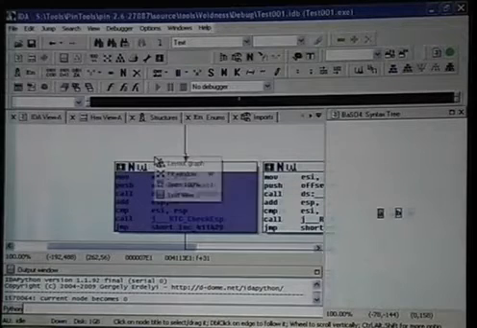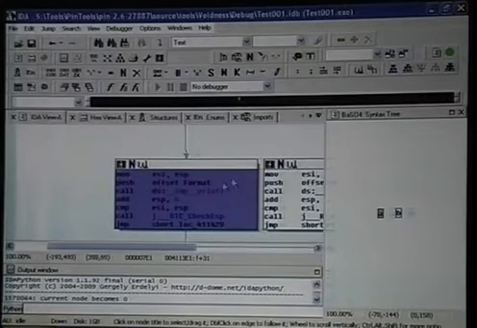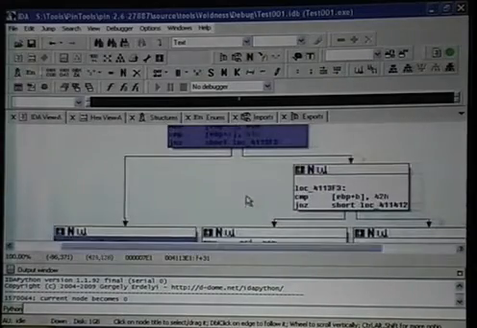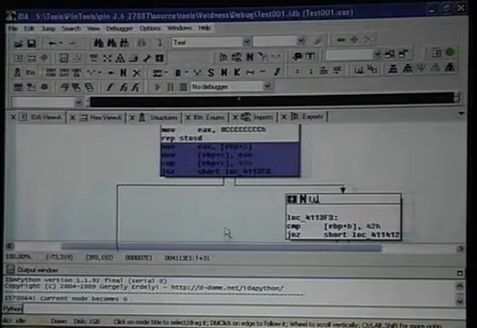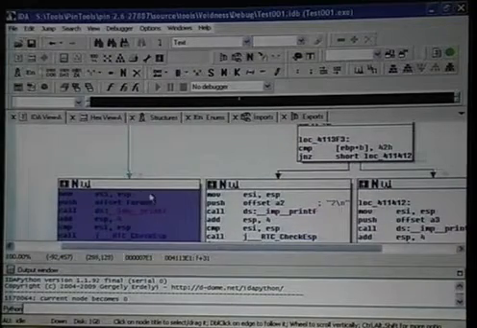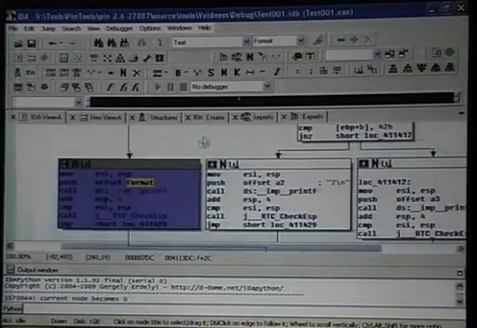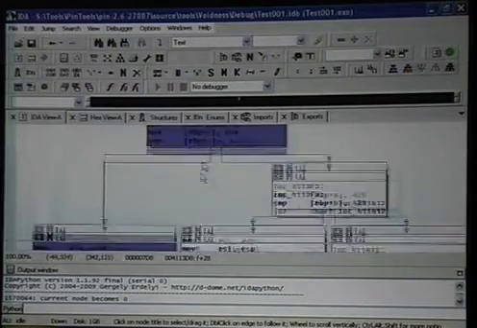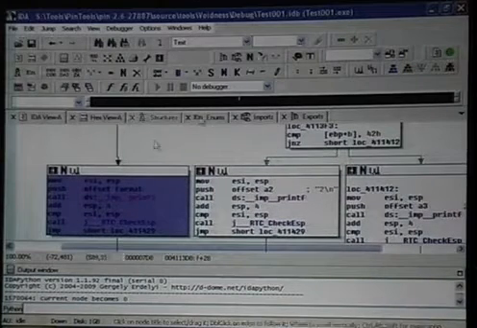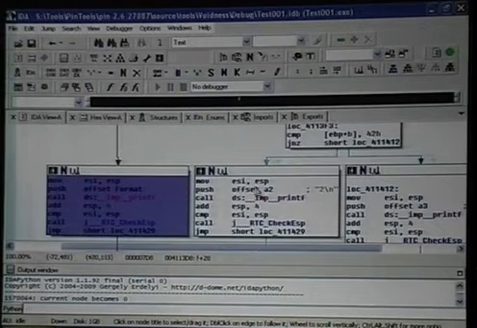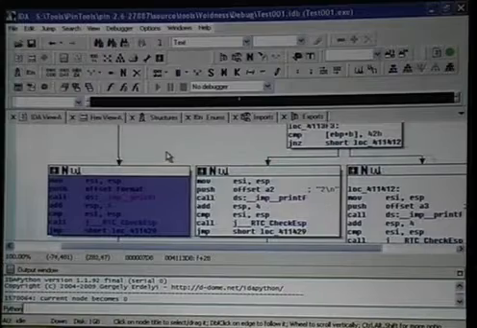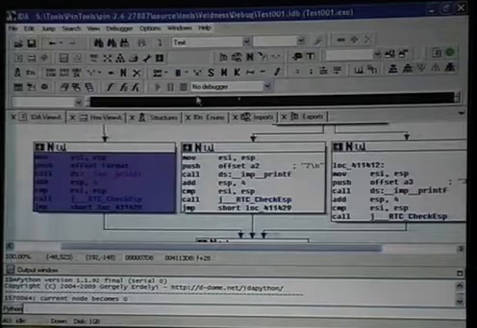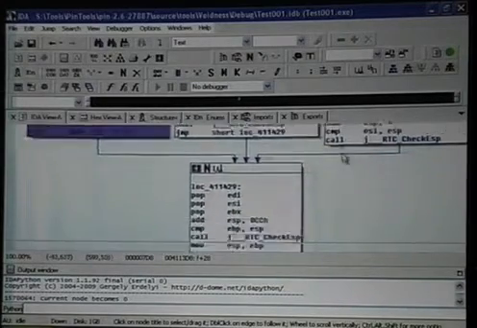So we know that this jump not zero, or we know that this block here is control dependent on this jump not zero block, so that anything that gets executed in here is dependent on the value of A, which we've calculated with the taint propagation.